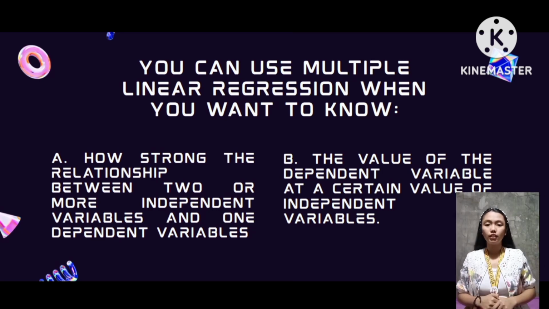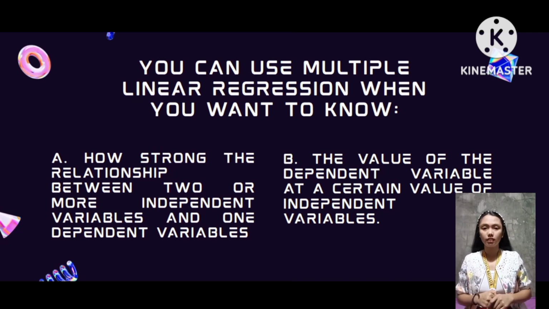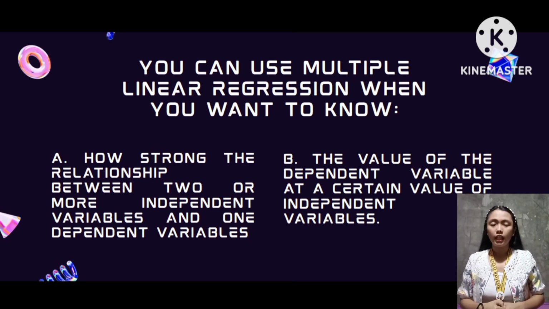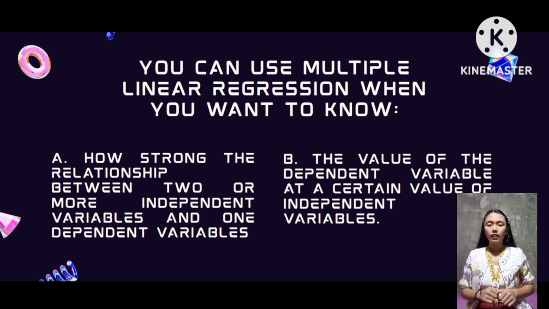Next is the value of the dependent variable at a certain value of the independent variables. It somehow gives a prediction or expectation of the crop yield that they are going to have, based on the levels and additions of the two or more independent variables given. The outcome expected from the dependent variable is based on the values given by the independent variables. So it really shows that the independent and dependent variables are correlated to each other.